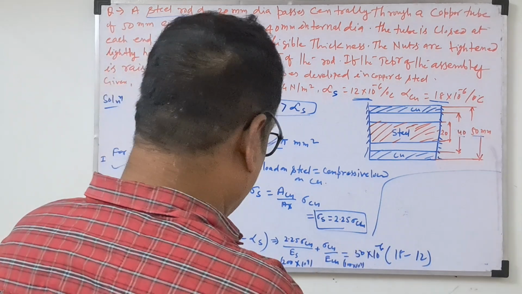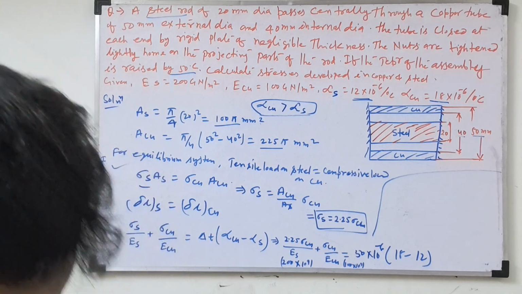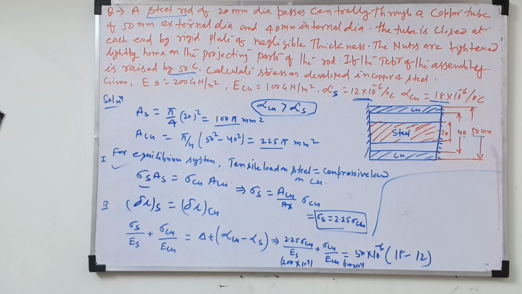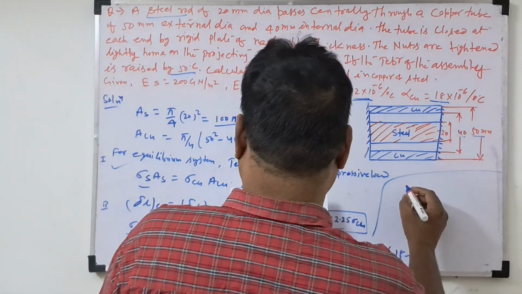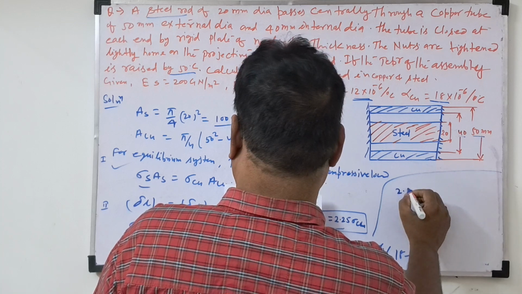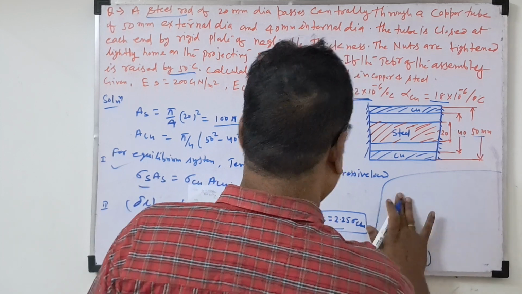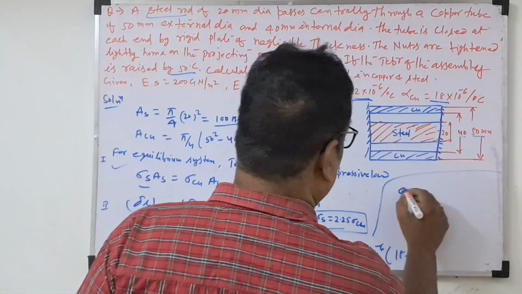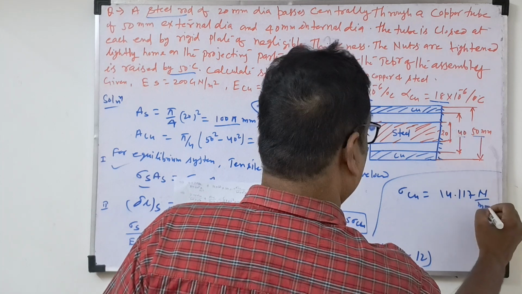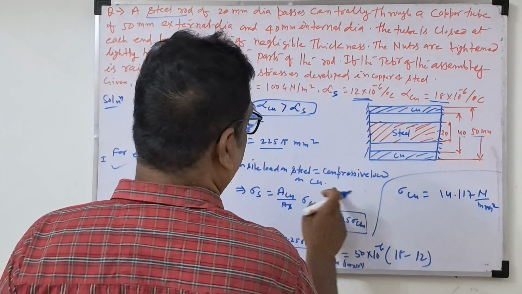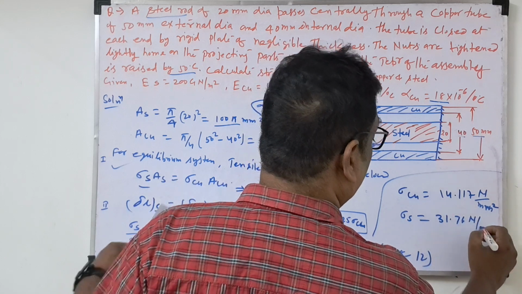If we solve this, the value comes to 2.125 into 10 power minus 5. So finally, sigma Cu comes to 14.117 Newton per mm square. And using the relation sigma s equal to 2.25 sigma Cu, sigma s comes to 31.76 Newton per mm square.